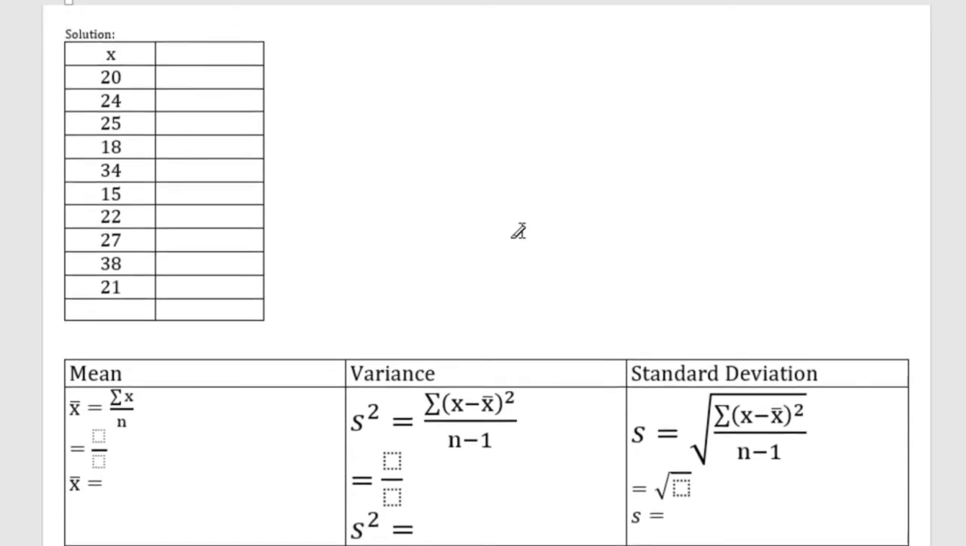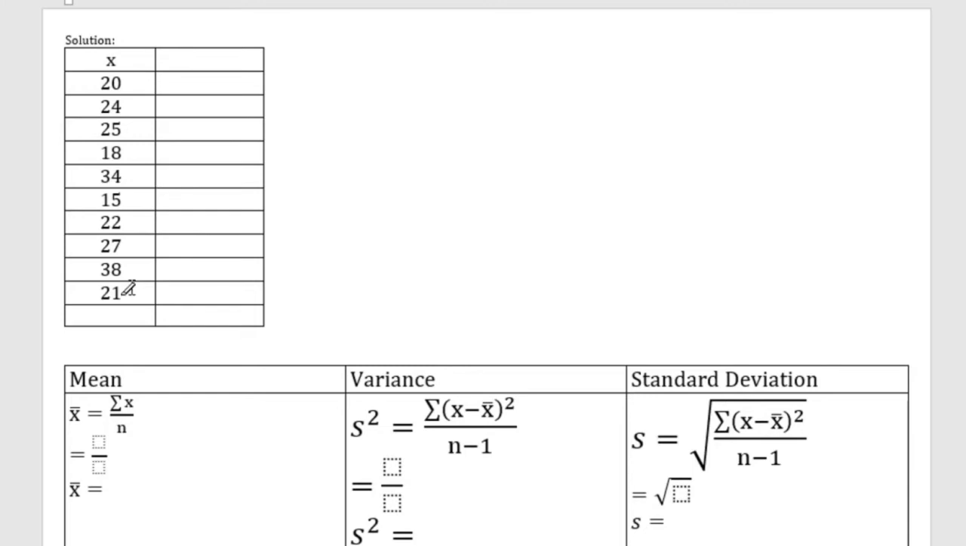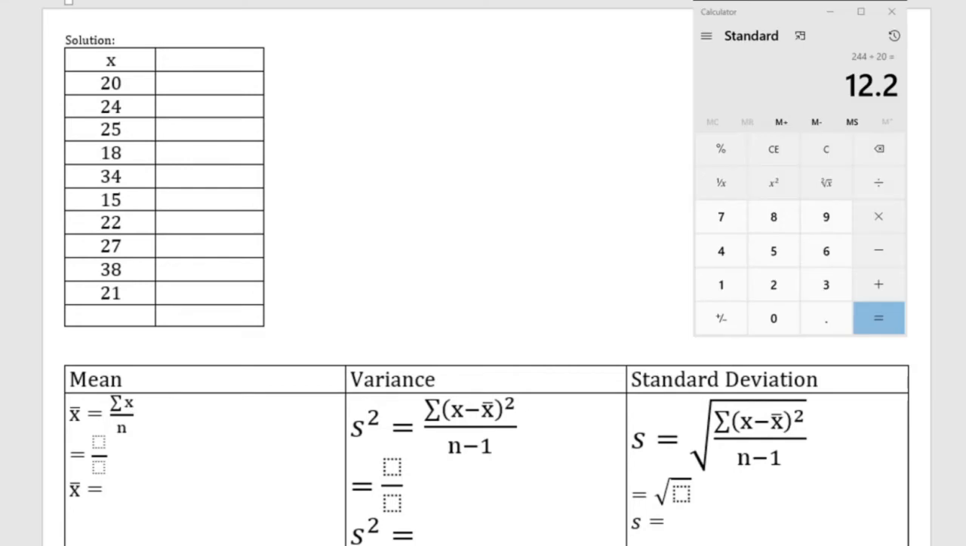Now, let's do it here. We list our scores in a column and we label our first column as X, or the scores. We have 20, 24, 25, 18, and so on and so forth. Now, we have our formulas here. To solve for the mean, we need to determine the summation, or the sum of all the scores. Thus, we have to determine the sum of the scores using our calculator. And let us have 20 plus 24 plus 25 plus 18 plus 34 plus 15 plus 22 plus 27 plus 38 plus 21. And we have 244. And we input it here.